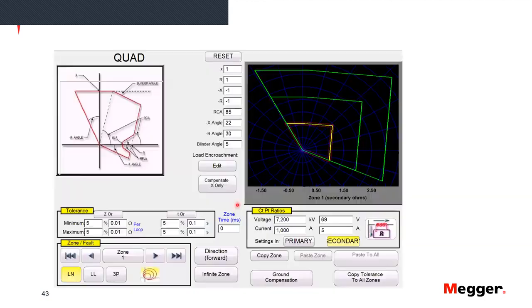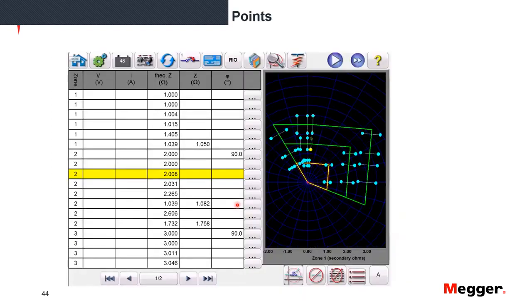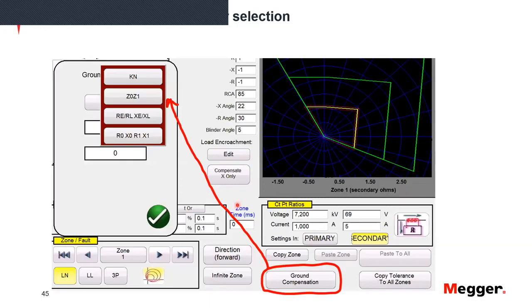Now, building it and configuring it is a little bit different, but testing it is very similar. Here I have examples of different tests configured for the quadrilateral and the mho. And the good thing is that for both the mho and the quadrilateral, the ground compensation concepts that we just discussed apply.